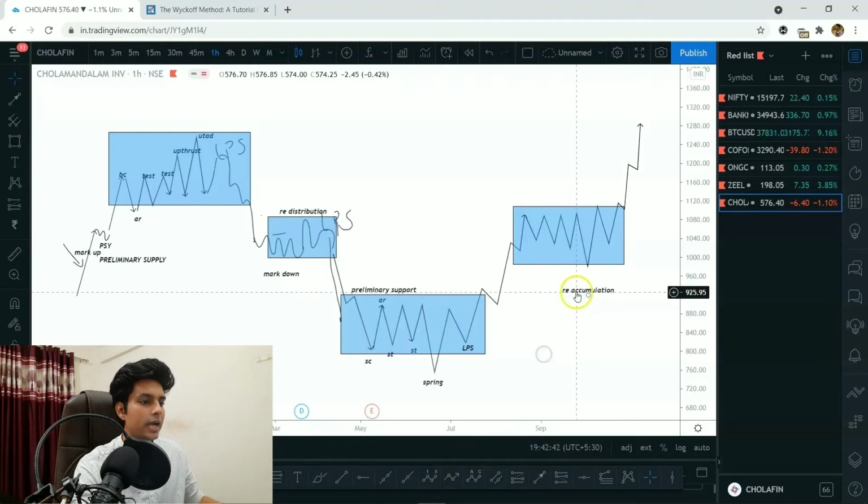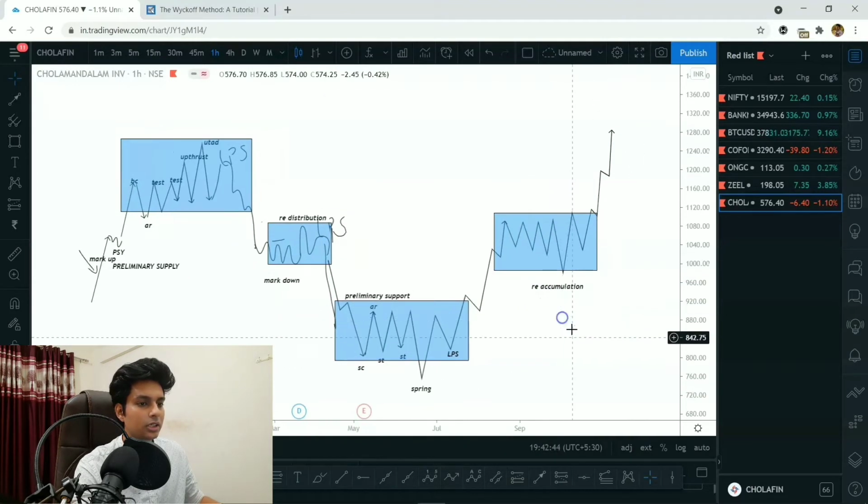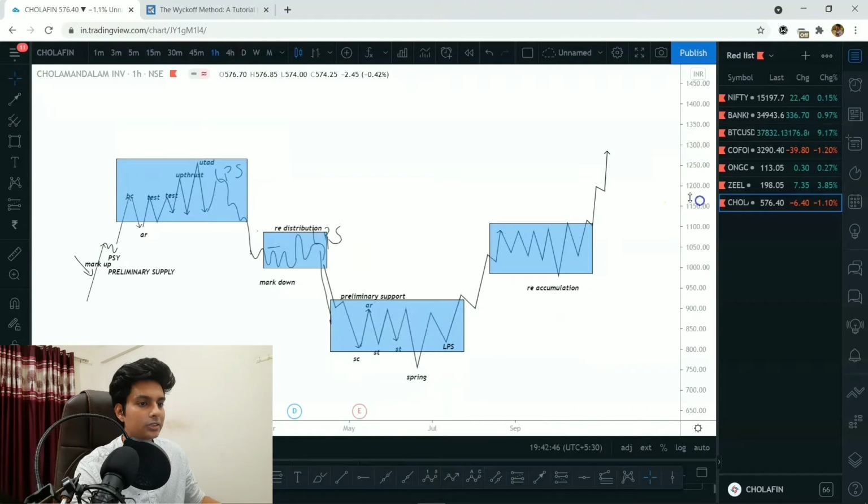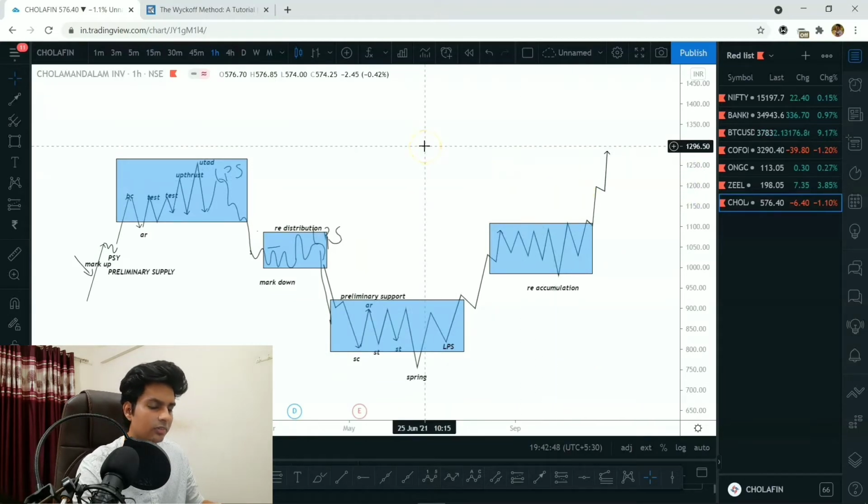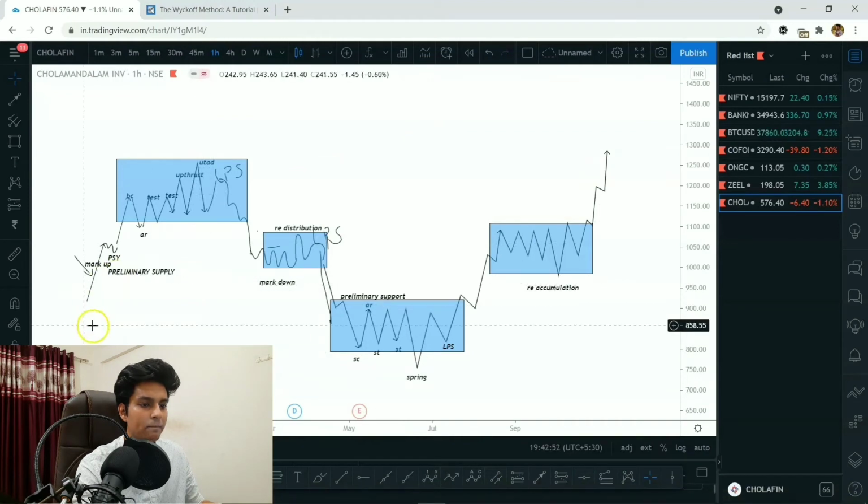This is your reaccumulation phase. I hope these points are clear, so that I can now move to the charts and explain. Even if it's not clear, just go back in the video and try to understand what I just explained. We just need to understand these phases and expect higher prices.